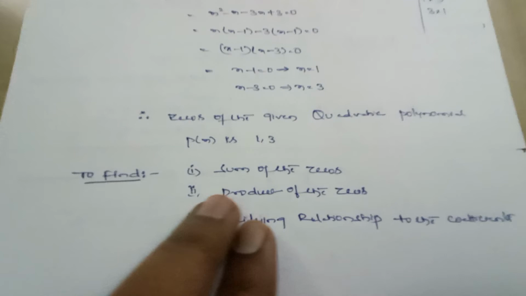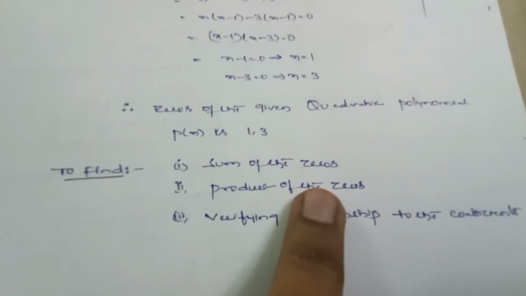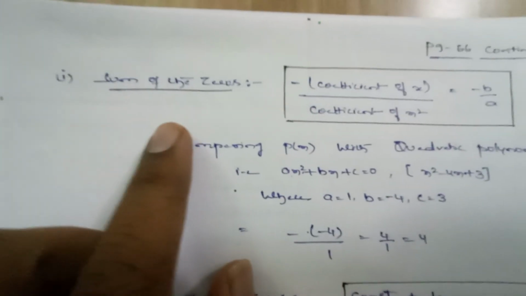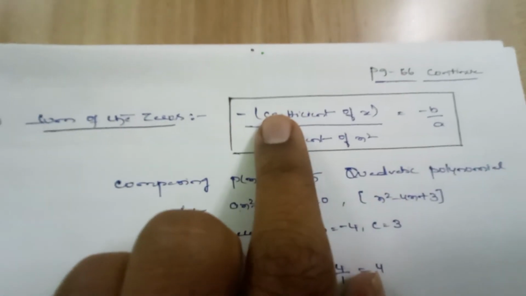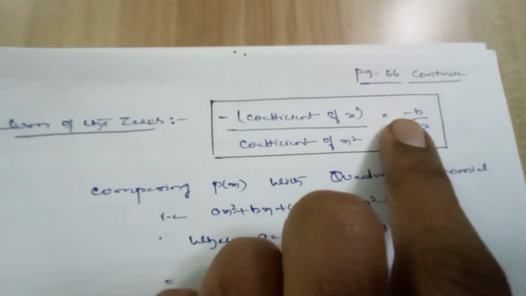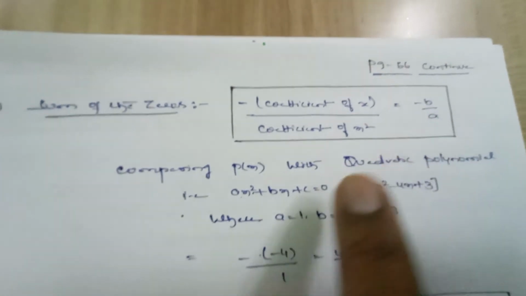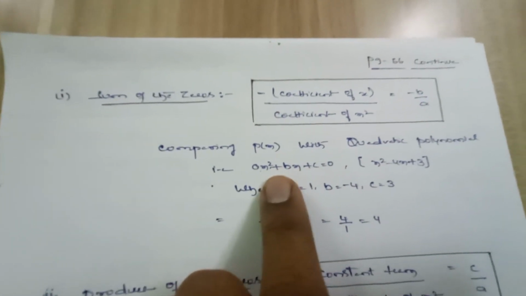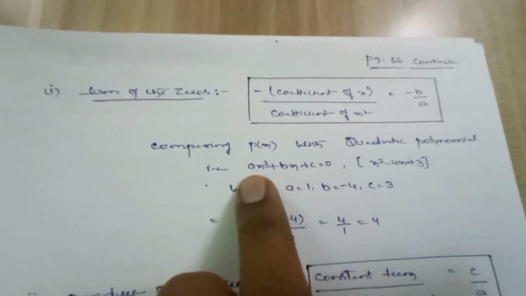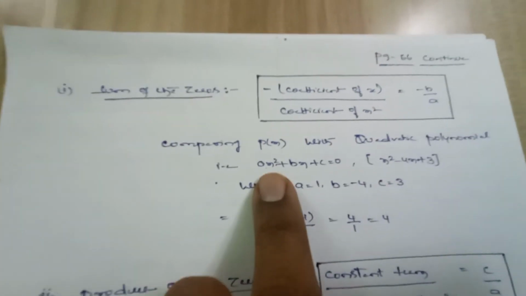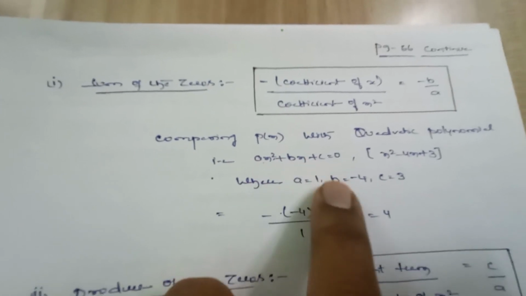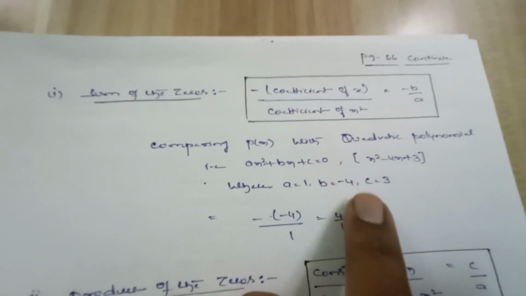Okay, guys, now we have to find the sum of the zeros and also the product of the zeros, and also verify the relationship to the coefficients. See, what is the sum of the zeros formula? Minus of coefficient of x by coefficient of x square. This can also be written as minus b by a. First we have to compare with the quadratic polynomial ax square plus bx plus c. So this is the formula, minus b by a. First take down the values from the given polynomial. A value is 1, b value is minus 4, c value is 3.